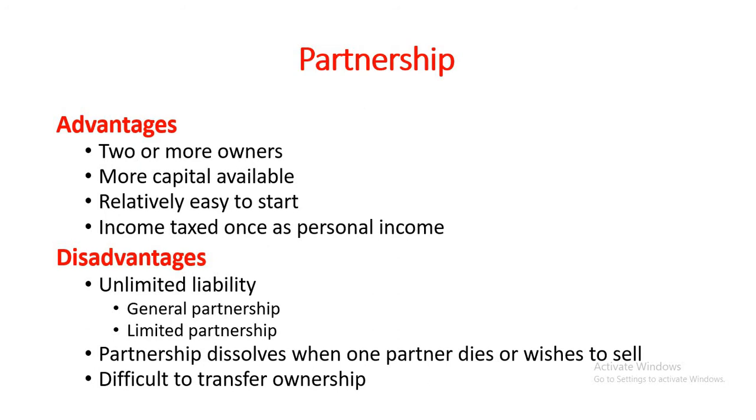Then there are some disadvantages of partnership as well. First of all, unlimited liability. There are two types of partnership: general partnership and limited partnership. General partners have unlimited liability, and general partners can take decisions on their business. On the other hand, limited partners have limited liability, but limited partners cannot take decisions of the business. That means the limited partners cannot participate in decision making. So the general partners have unlimited liability like a sole proprietorship.